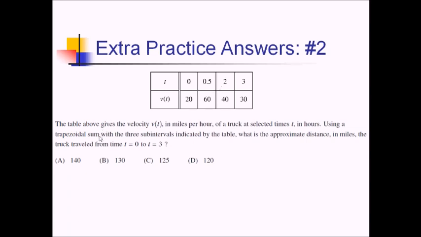For this problem, we're given a table with the velocity of some truck at different times. And we want to use the trapezoidal rule with 3 subintervals to find the approximate distance the truck travels from time 0 to time 3. So we essentially want the integral of velocity from 0 to 3. And that's going to be approximately equal to the following.